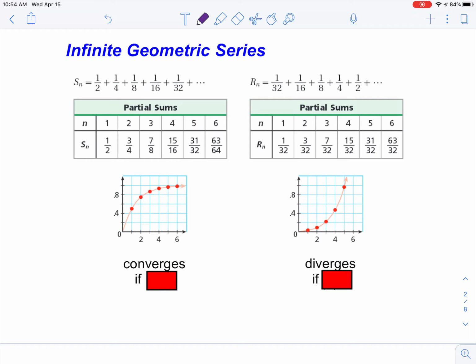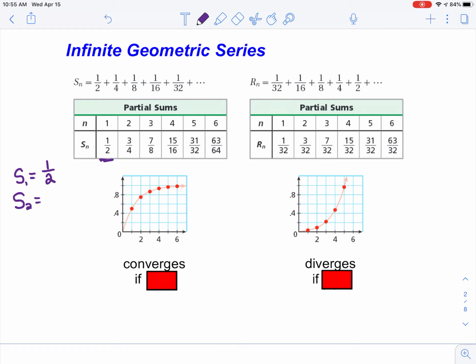If you need to, pause the video and write down these notes. Okay, so what I'm doing is I'm taking 1/2 plus 1/4 plus 1/8 plus 1/16 plus 1/32. The next one's going to be plus 1/64, and so on and so on. Partial sums means I'm going to add up the first term. Okay, well, I know what the first term is. It is 1/2. Then, that's how I got this number.